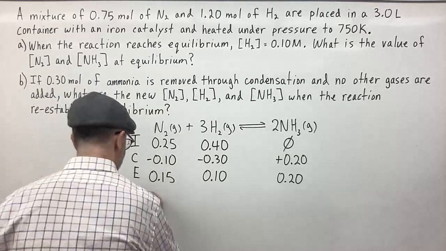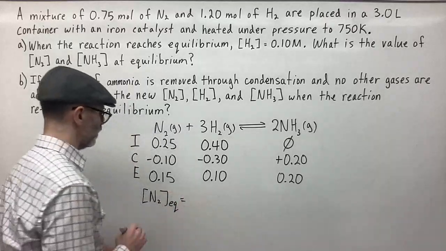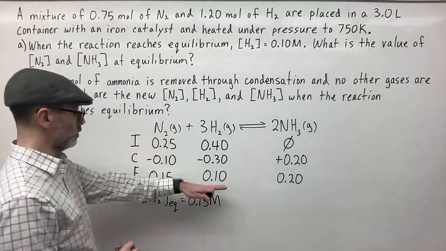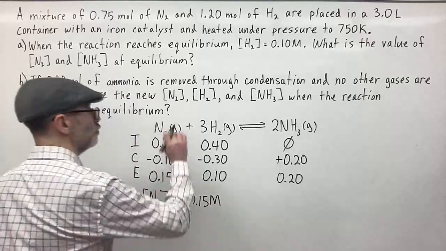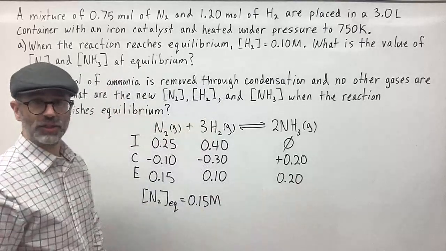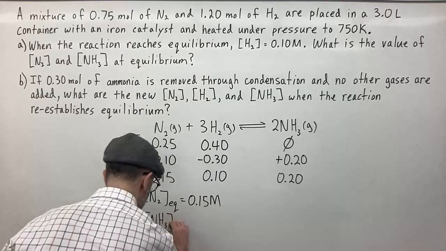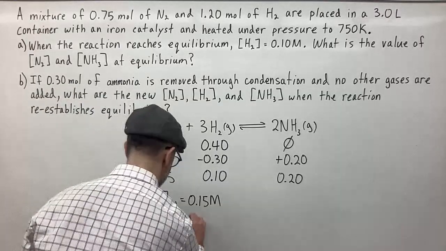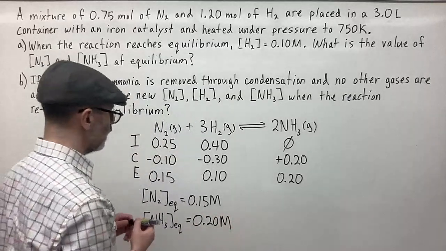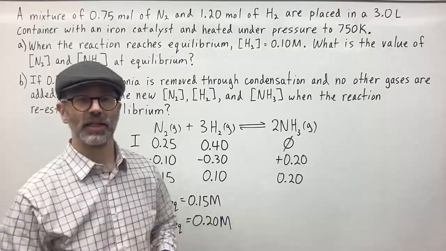So the concentration of N2 at equilibrium is going to be 0.15 molar. We said that the H2 concentration was already given to us at equilibrium, and then this is the ammonia concentration at equilibrium. So the ammonia NH3 concentration at equilibrium is going to be equal to 0.20 molar. And that, ladies and gentlemen, is how you do part A. Now let's move on to part B.